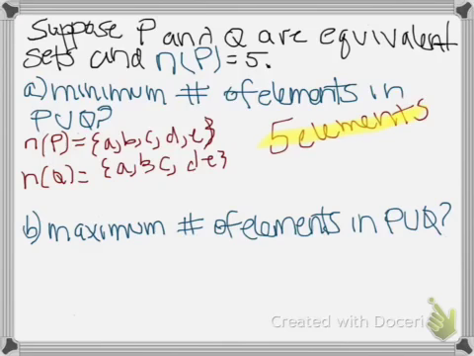For part B, it is asking for the maximum number of elements in P or Q. So we're looking for the largest number of elements in P or Q. So let's say we were given these two sets.